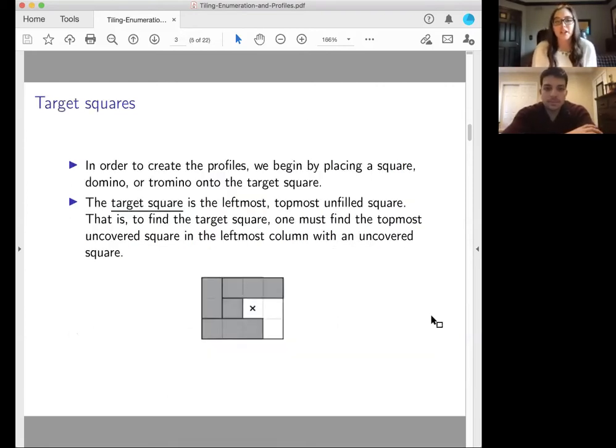So target squares are a key concept that we had to begin our research project with. And so in order to create different profiles, we begin by placing a square, domino, or a tromino onto the target square. And the target square is the leftmost, topmost unfilled square. And so in the example below, it is denoted by the X. And so in order to find the target square, you must find the topmost uncovered square in the leftmost column with an uncovered square, and that's where we place the X.